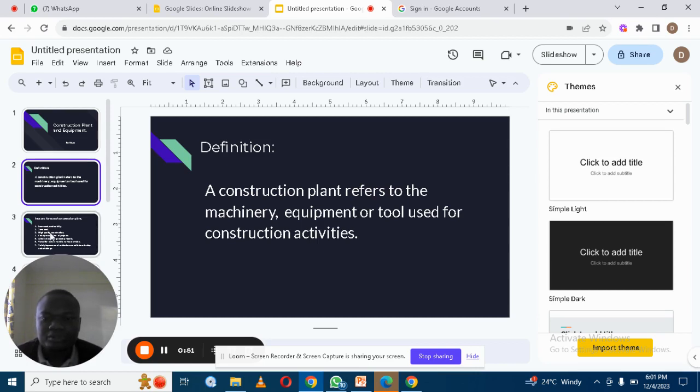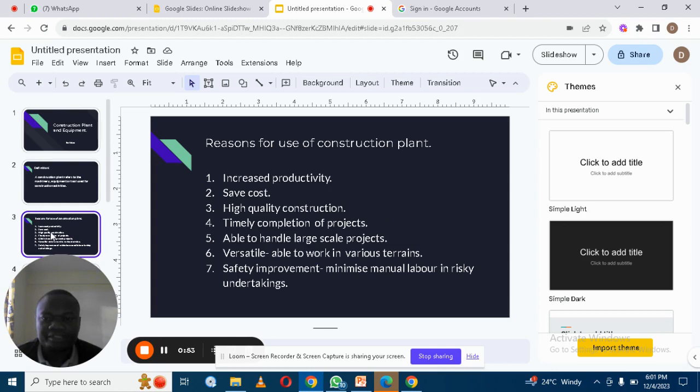And we use this construction plant and equipment for various reasons. Number one, we use construction plant to increase productivity. If you want high output within a day, you will use construction plant so that the machinery are fast enough to bring high output. Number two, you will use construction plant and equipment because it saves cost.